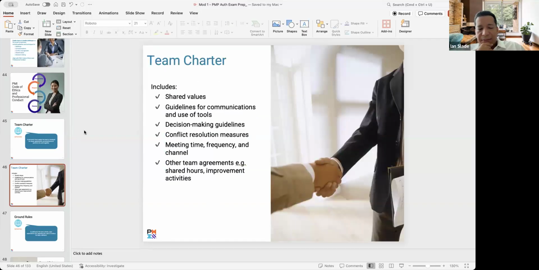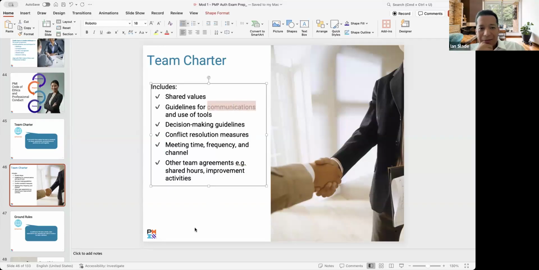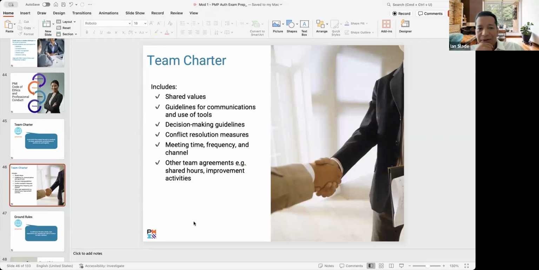So again, things that might be included in the team charter. What are our shared values? Guidelines for communication. This is huge. Decision-making guidelines. So remember that Ray Dalio story I told earlier, where if you're the subject matter expert, you're given more weight, which is super unique. Conflict resolution measures. How do we do it? Meeting time, frequency, and other agreements.